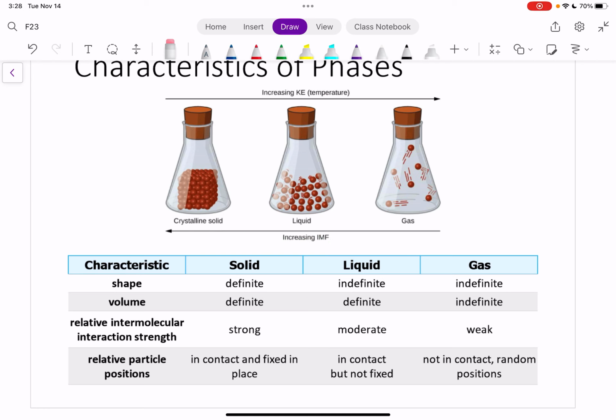The strength of those intermolecular forces is increasing. But as we go to the right from solid to gas, our temperature or kinetic energy of those particles is increasing, right? The gas particles have really high kinetic energy because they're moving so much. Kinetic energy is the energy of motion, right? And then comparing that to a solid where those particles aren't moving.